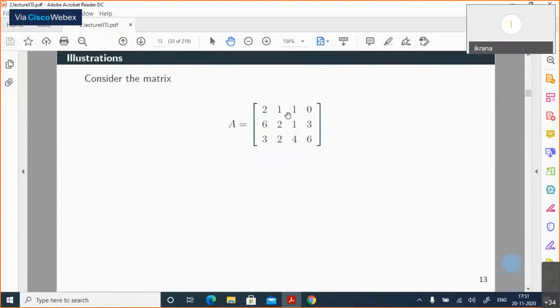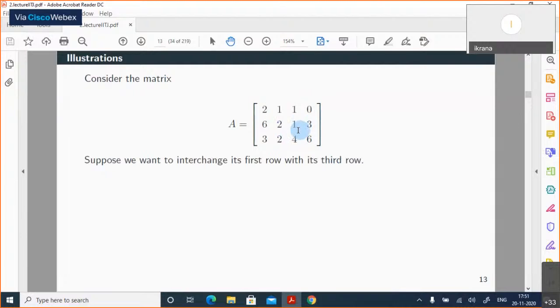So, let us look at this matrix, which has 3 rows and 4 columns. I want to do some operation. Suppose we want to interchange the first row with the third row. I want to interchange this with this one. I want the computer to do it.